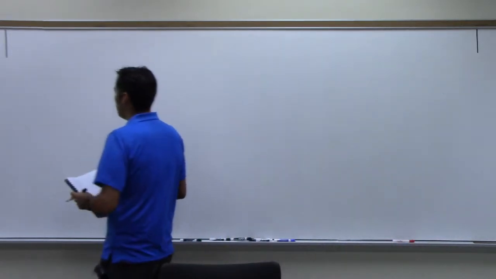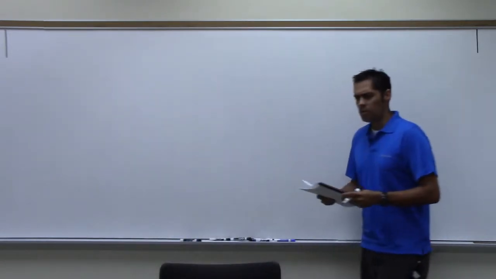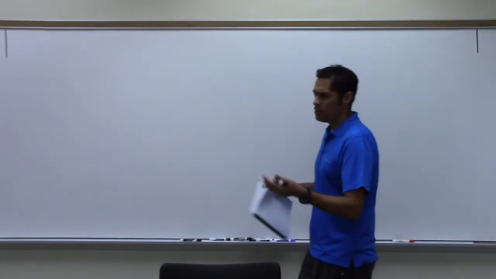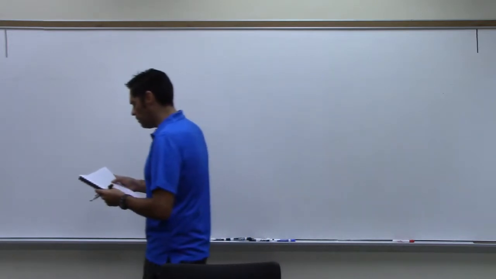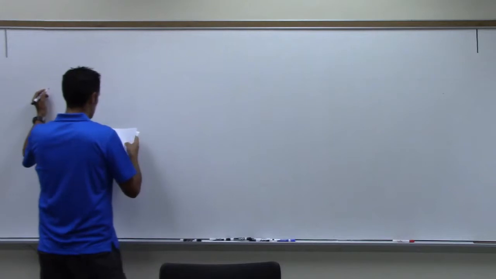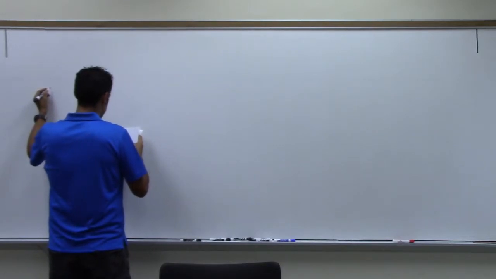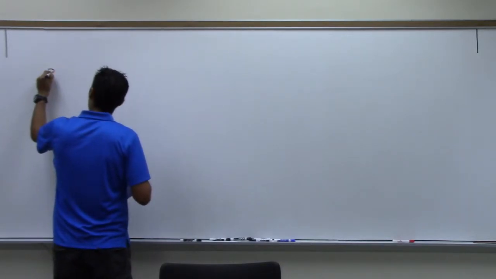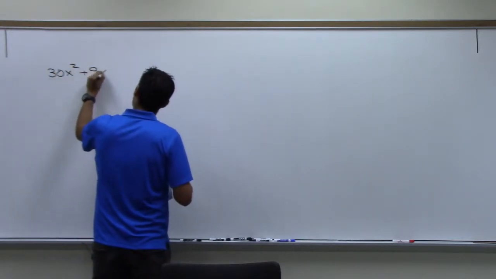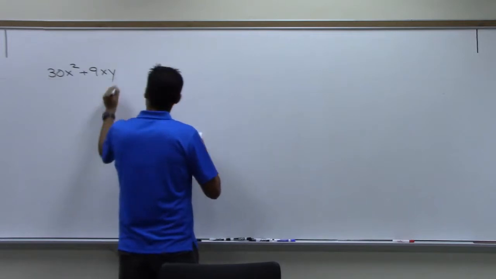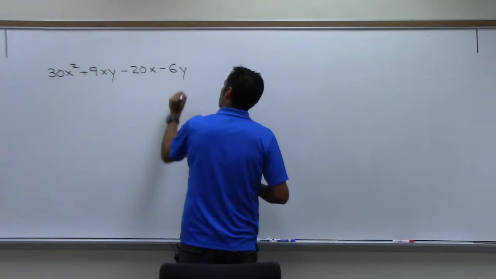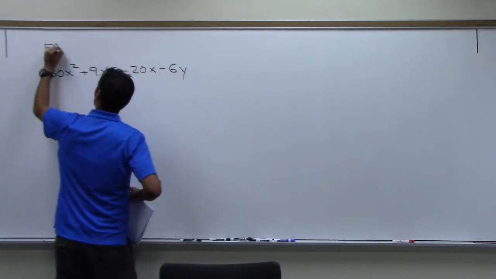All right, so what were we doing last time? Do you remember? We were trying to factor by grouping. And we did greatest common factor first. We said you always try that. And then we did a grouping problem. So we're going to pick up with that. Let's take a look at this problem. 30x squared plus 9xy minus 20x minus 6y. And the instructions here are to factor.